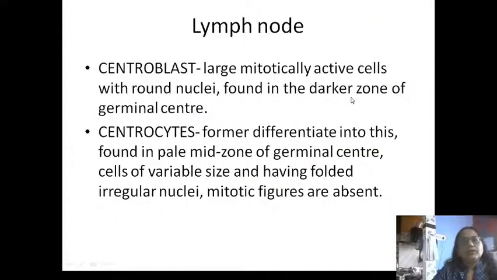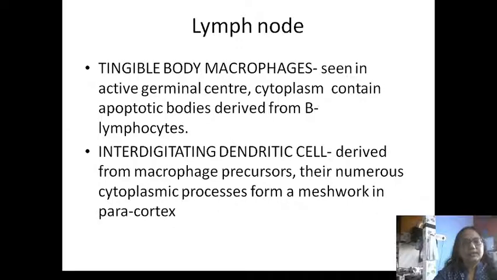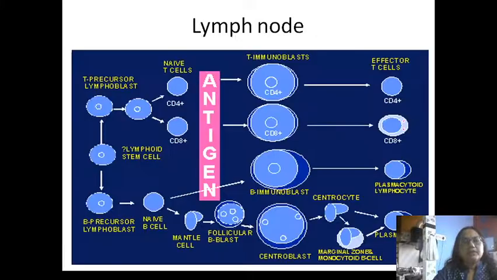Now a lymph node has different types of cells, B cells and T cells at various stages of maturation. So what are these cells? The centroblasts, centrocytes, immunoblasts, memory cells, follicular dendritic cells, tingible body macrophages. Now before we go into the discussion about the lymphomas, we will have to understand this picture.